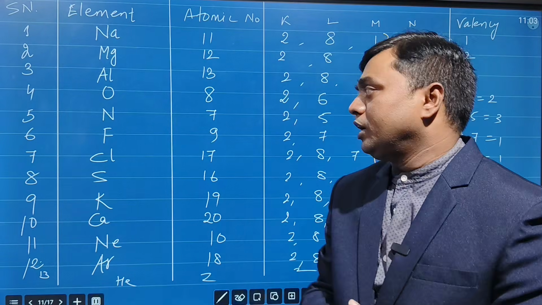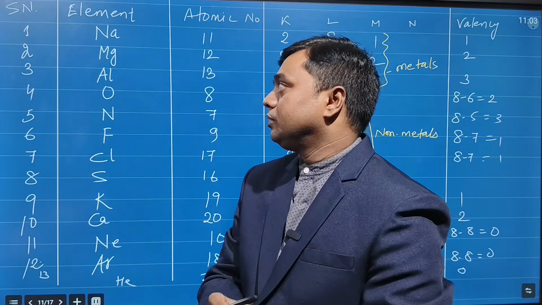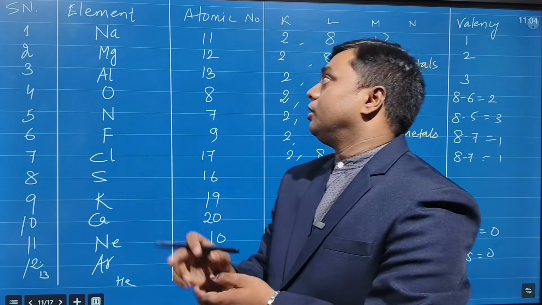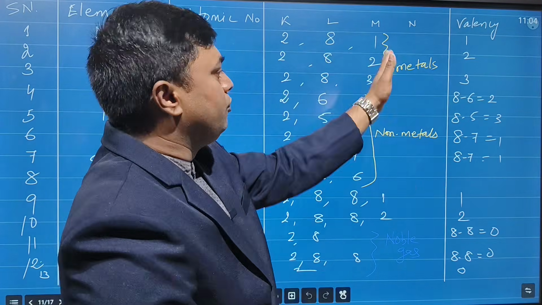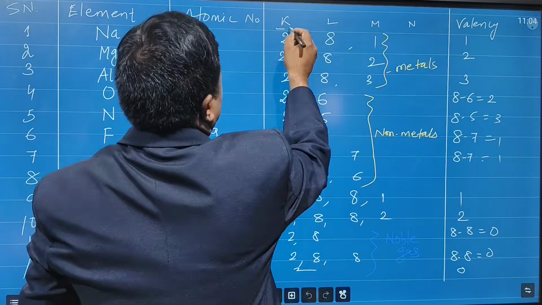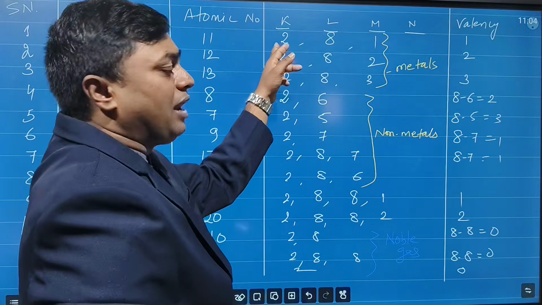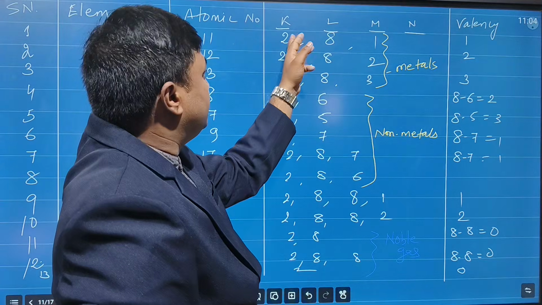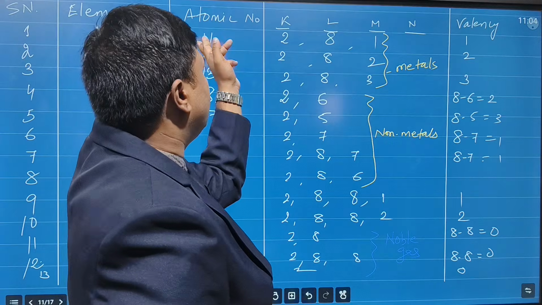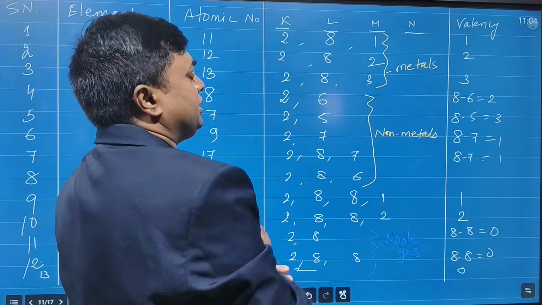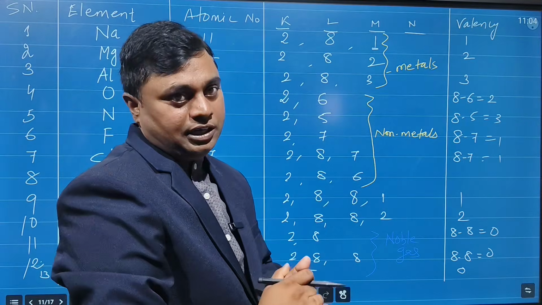So let's come back to the electronic configuration. I have done the electronic configuration of a few important elements which you should know, like sodium. Serial number 1, sodium. The atomic number of sodium is 11. Here on this side, the electronic configuration is there, where I have written K shell, L shell, M shell, N shell. The rule says the first shell will have 2 electrons, next 8 electrons. So 2 plus 8, 10. Total 11 electrons were there, so 11 minus 10, that is 1. So 1 electron is present in the third shell.